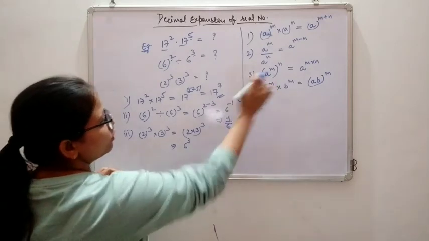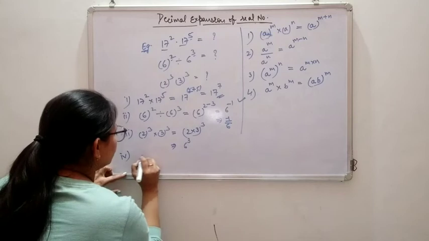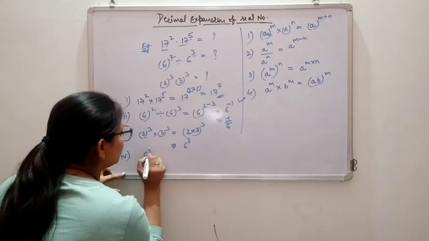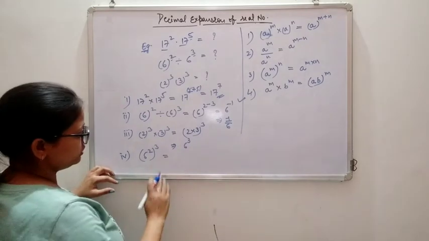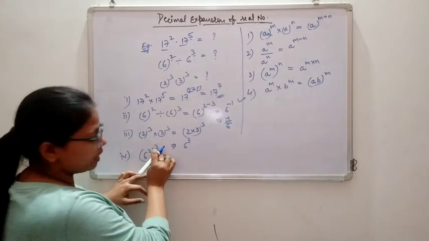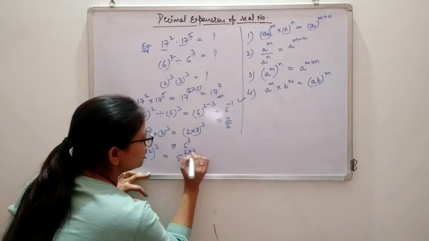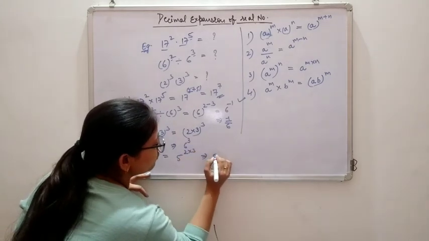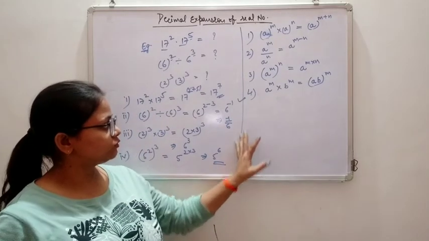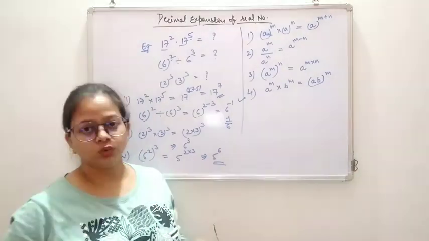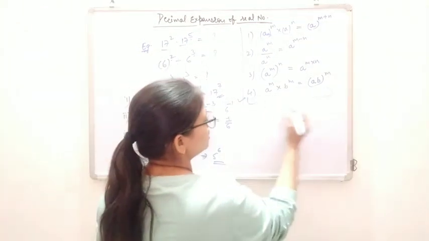If I take an example of the third identity, we can write 5 to the power 2, whole power is 3. How will you solve it? Multiply the powers, right? 5 to the power 2 multiplied by 3, it will be 5 to the power 6, right? So now this way you can solve the questions related to these powers. So these are some laws of exponents.